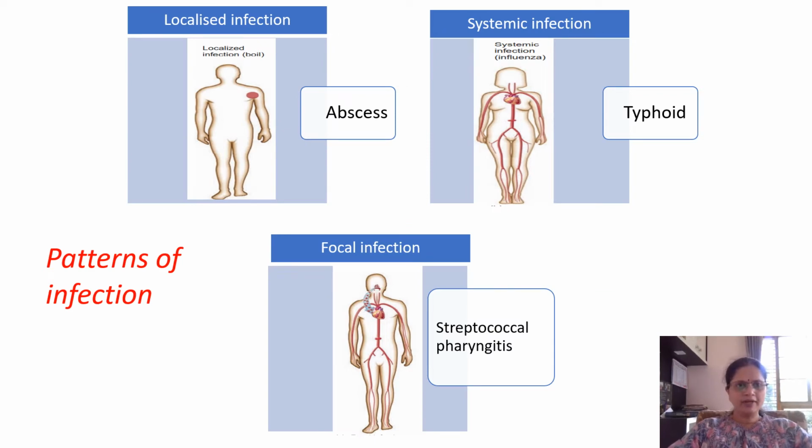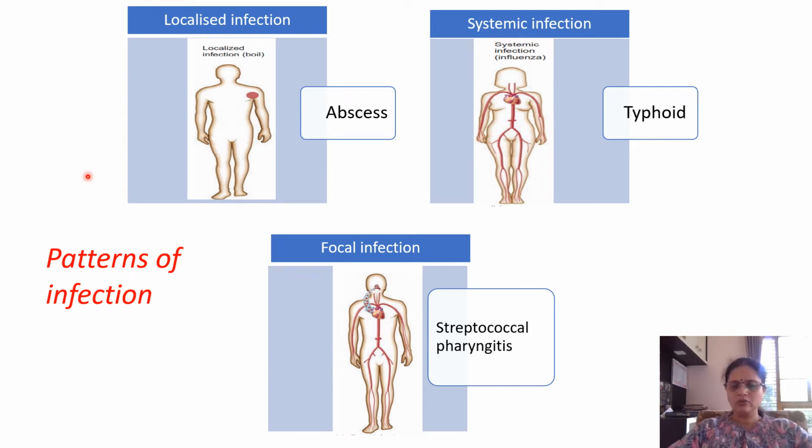Depending on the pattern of infection that is seen in the human body, we have three different terms of infection: localized infection, systemic infection, and focal infection. A localized infection is the one in which the pathogen is restricted to one site.